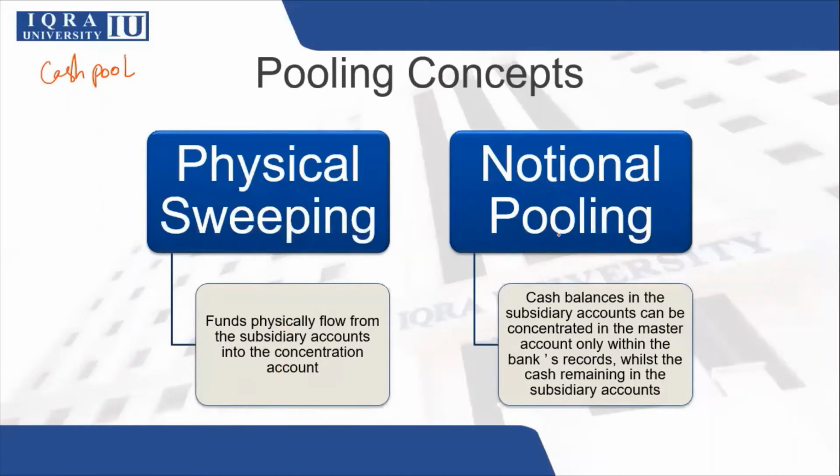Whereas in notional pooling, the cash balances in the subsidiary accounts can be concentrated in the master account only within the bank's records, whilst the cash remains in the subsidiary accounts. So in notional pooling, you just pool the records, saying the cash is in one place, but you do not physically move the cash into one bank account, and you make sure that it remains in the subsidiary accounts.